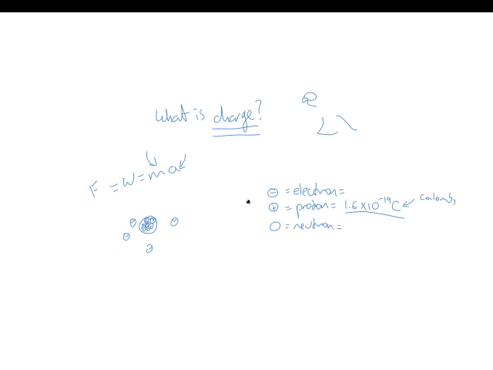How we came up with this number, it's going to take a lot more explaining, and it's not really that important. It's just important that you know this number. The other really important thing is that every proton has 1.6 times 10 to the negative 19th coulombs of charge, and every electron has, you guessed it, negative 1.6 times 10 to the negative 19th coulombs.